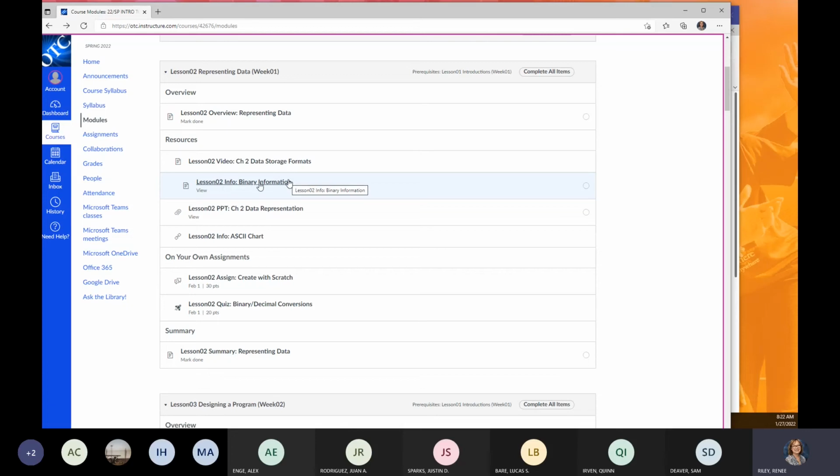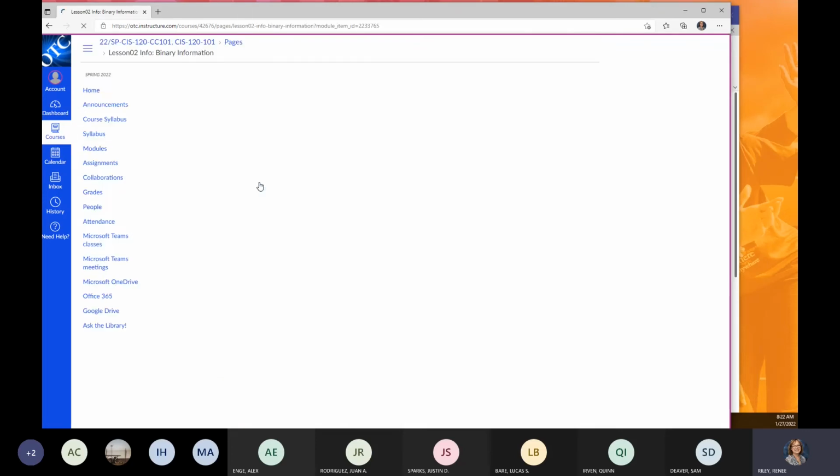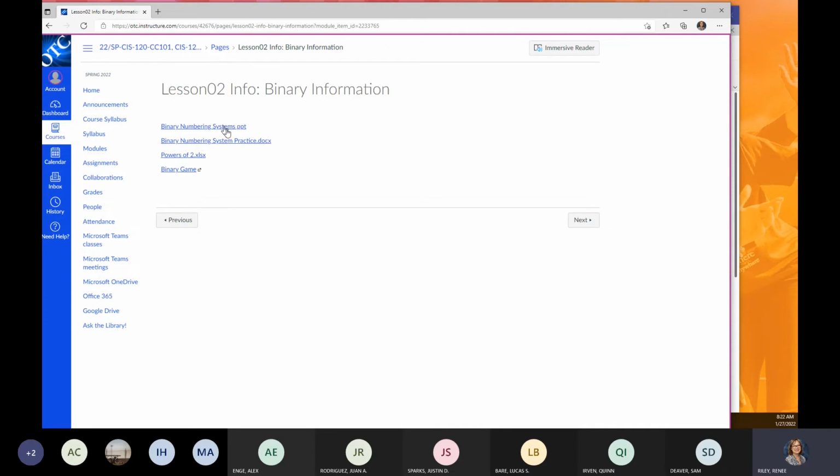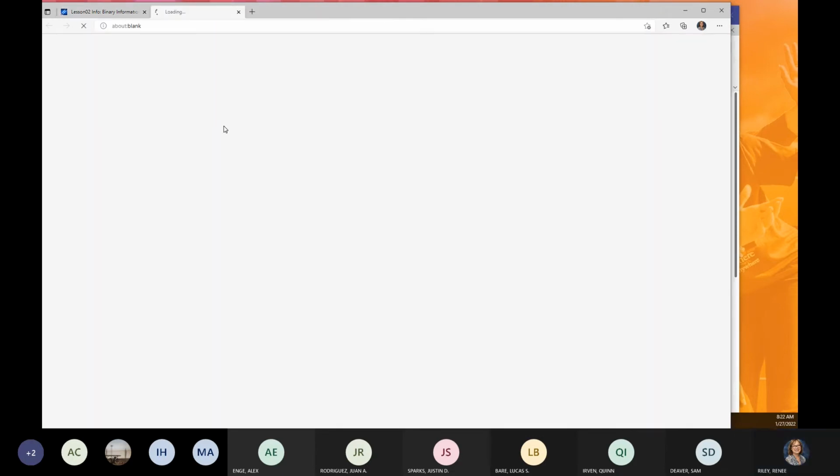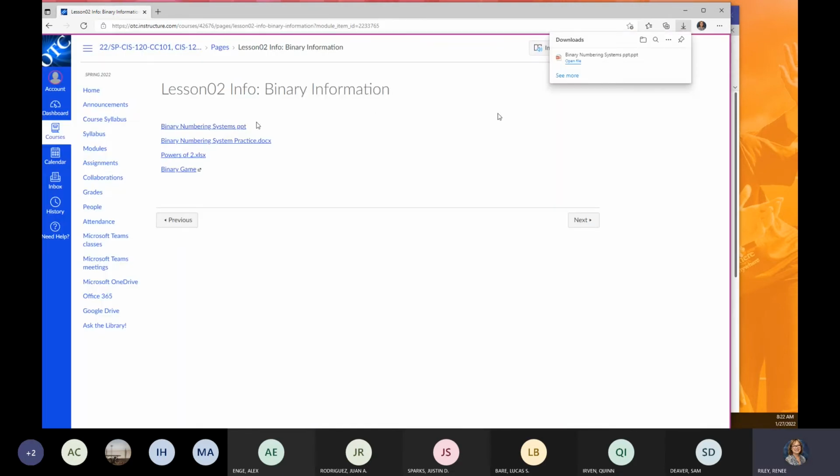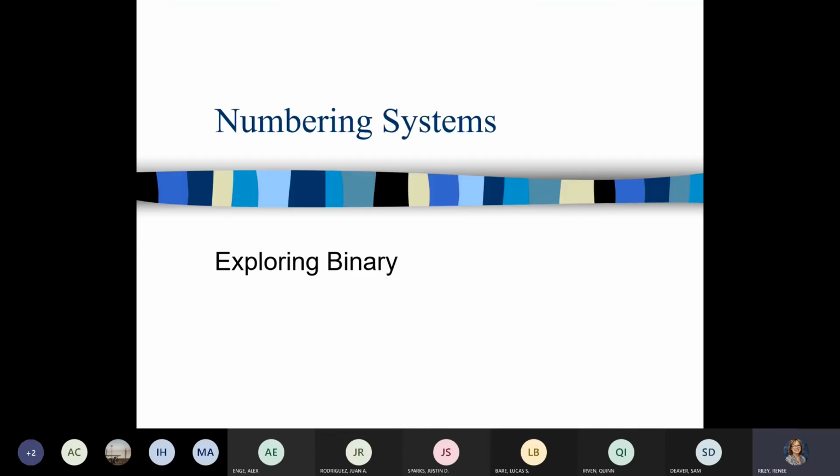That says binary information. If you guys want to jump in there with me, the first thing I want to grab is this PowerPoint. And I'm going to open it. I think this is one of the very first PowerPoints I made when I started teaching. So it gets a little whacked out in some places because it's hard to ever go back and fix those kinds of things. I'm ready.